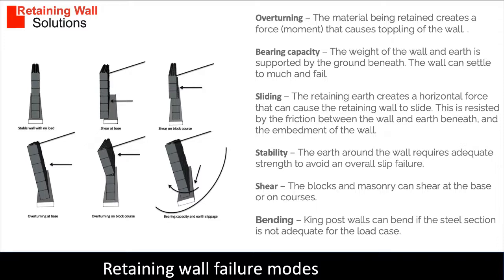Stability: the earth around the wall requires adequate strength to avoid an overall slip failure. Shear: the blocks and masonry can shear at the base or on courses. Bending: the king post wall can bend if the steel section is not adequate for the load case.